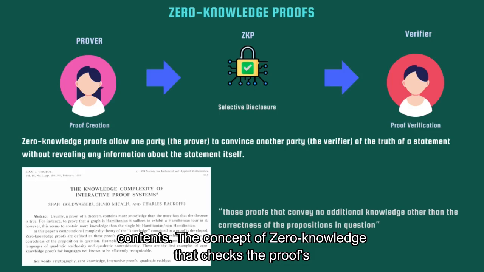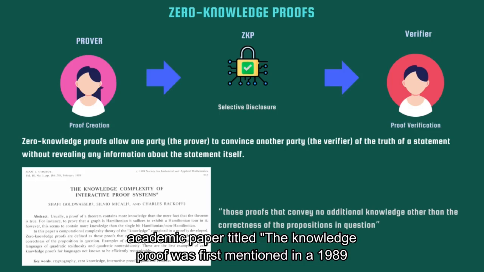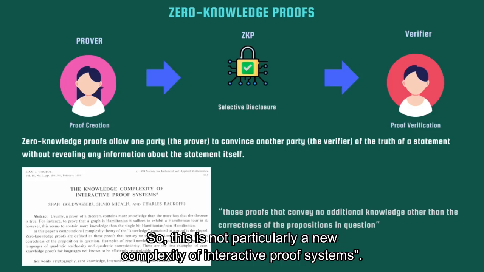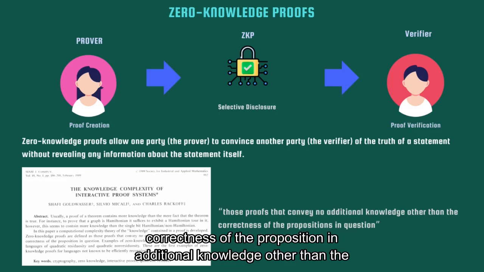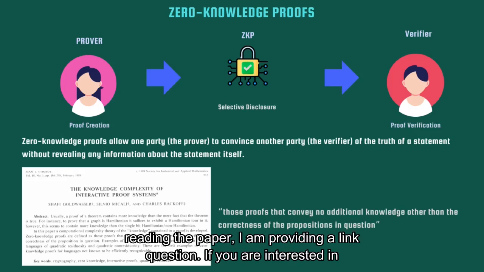The concept of zero knowledge proof was first mentioned in a 1989 academic paper titled "The Knowledge Complexity of Interactive Proof Systems." So this is not particularly a new concept. The paper defines zero knowledge proofs as those proofs that convey no additional knowledge other than the correctness of the proposition in question. If you are interested in reading the paper, I am providing a link and you can read the paper.